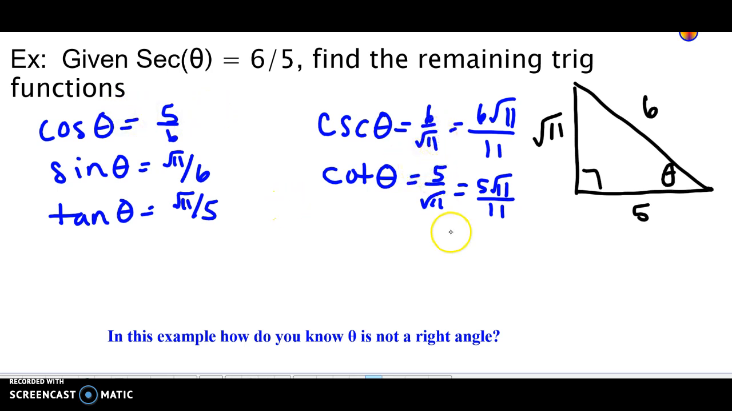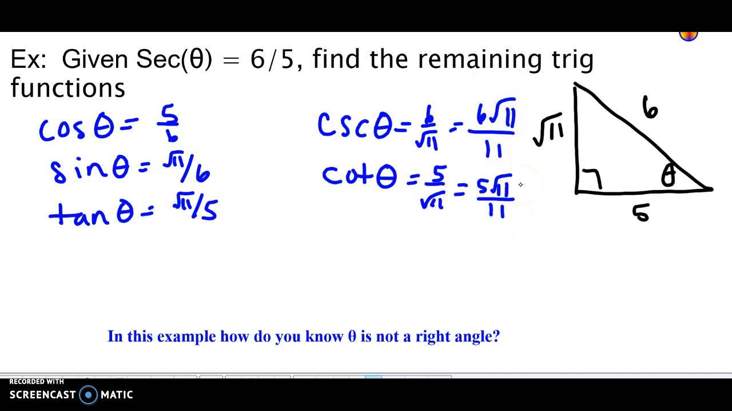Notice that over here I had square root of 11 in both of my denominators. If you left your answers as this, that's fine. Did you hear me? That's okay. You don't have to rationalize the denominator. But if you did rationalize the denominator, this is what you should have had.